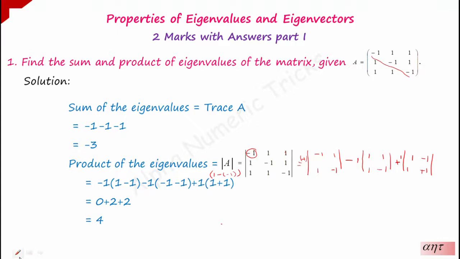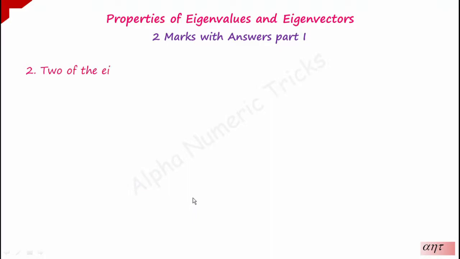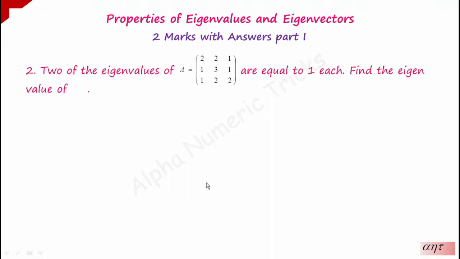Now we will see the next problem. Two of the eigenvalues of the given matrix A, [2, 2, 1; 1, 3, 1; 1, 2, 2], are equal to 1 each. Find the eigenvalue of the matrix A inverse. Sorry, we have to find the eigenvalue of A inverse.